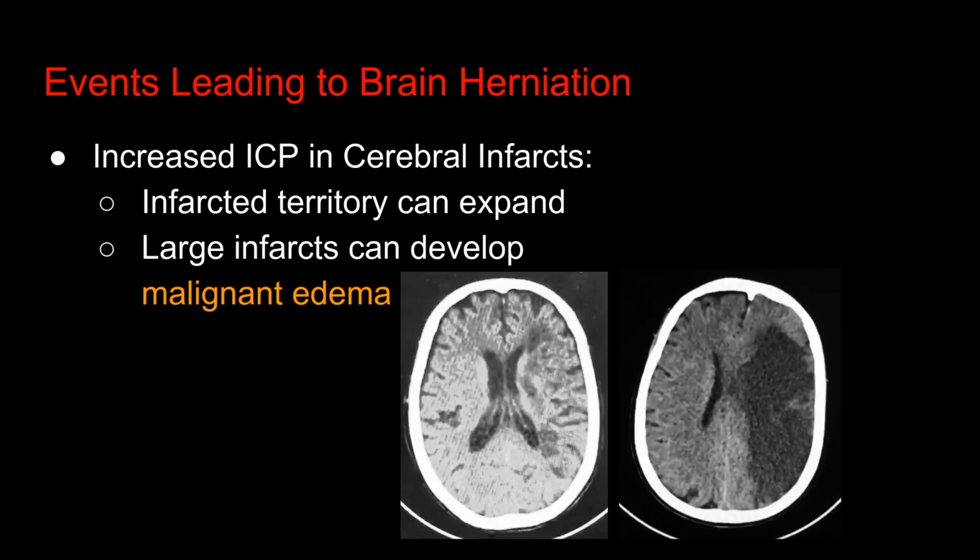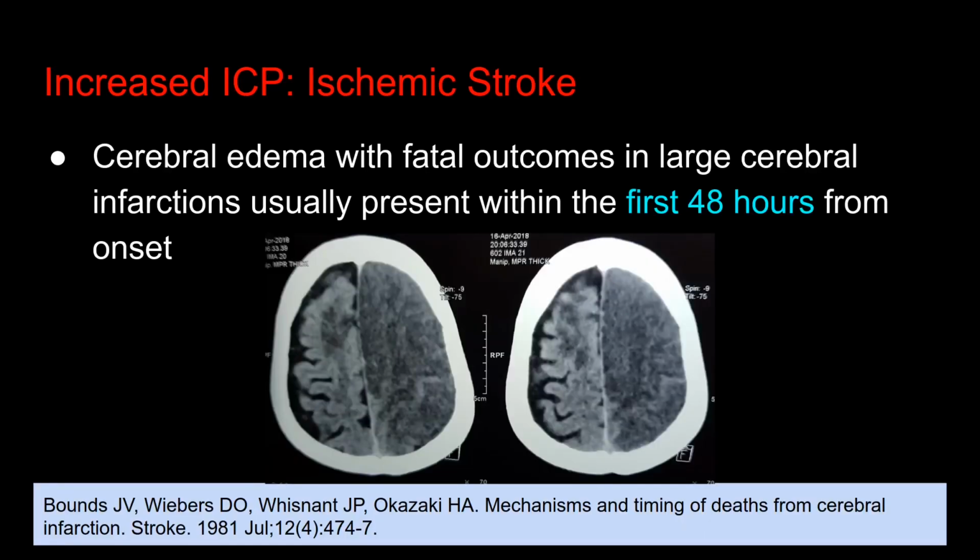What else could go wrong? Some of our middle cerebral artery infarctions can swell in what we call the malignant MCA syndrome. So this malignant edema can be very disastrous for our patients. So when do we expect the neurological deterioration in our patients with a large stroke? It usually occurs within the first 48 hours of onset.